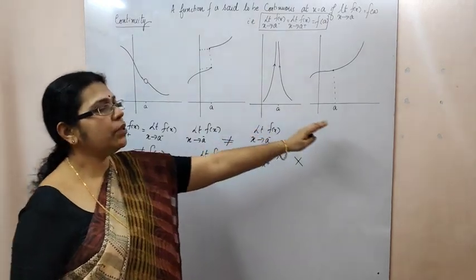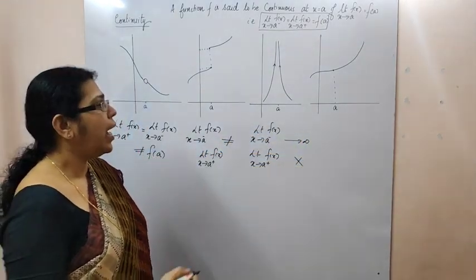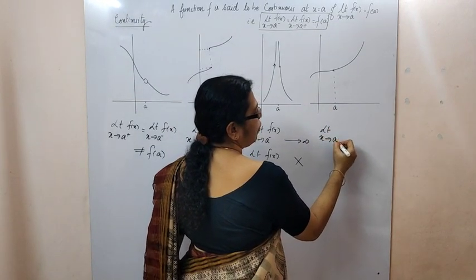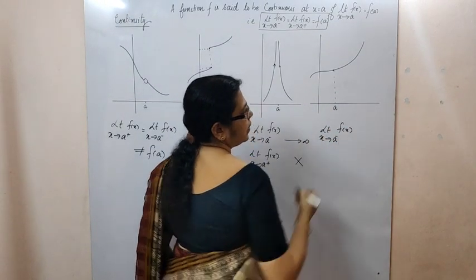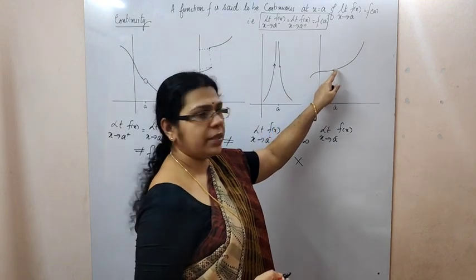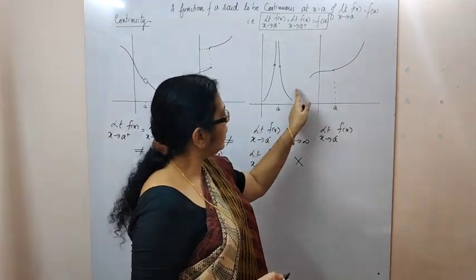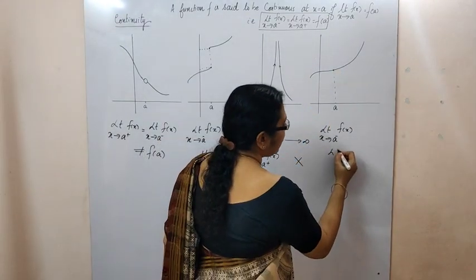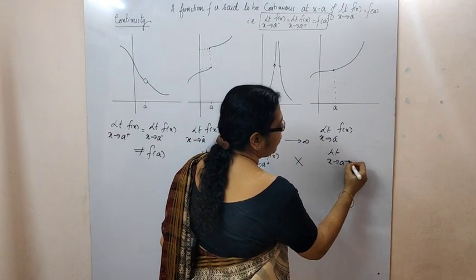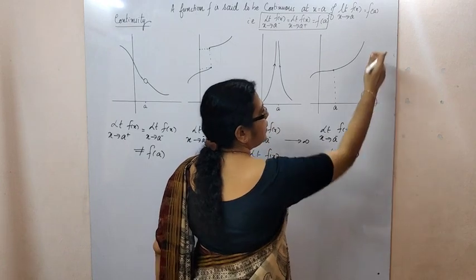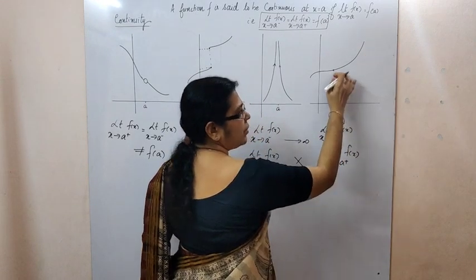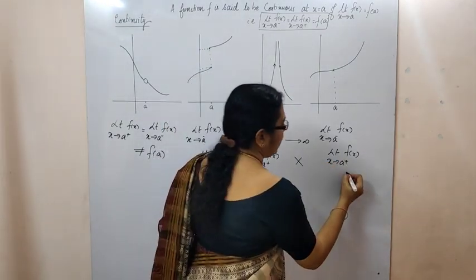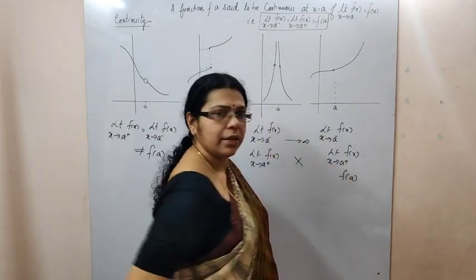So, now coming to the fourth figure. Now, as x tends to a from the left hand side, right? It is approaching this point. It is approaching this point from the left hand side, and from the right hand side, what can you say? Limit x tends to a plus f of x. Where is it tending to? From the right also it is coming to this point. Which point? The point is same as f of a, right?